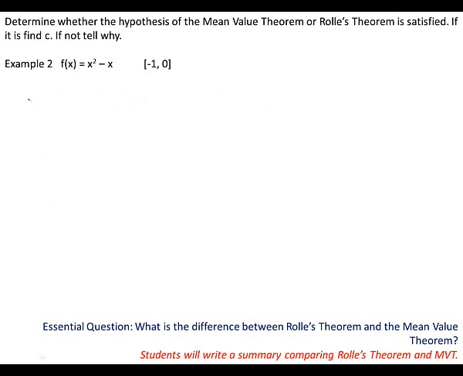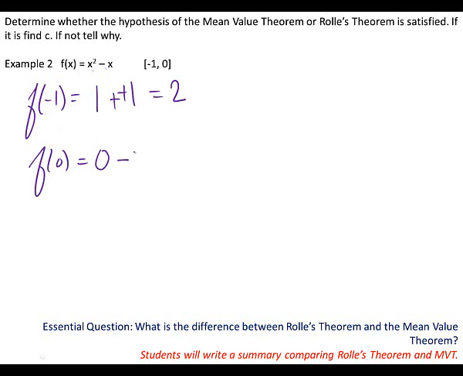I am going to input my endpoints. So f of -1 and f of 0. What's -1 squared? 1. Minus -1 is going to end up being what? 2. And then 0 squared is 0, minus 0 is going to be 0. So is it mean value or is it Rolle's? It's got to be the mean value theorem, okay? So it's MVT. That's what we're going to use for that one.